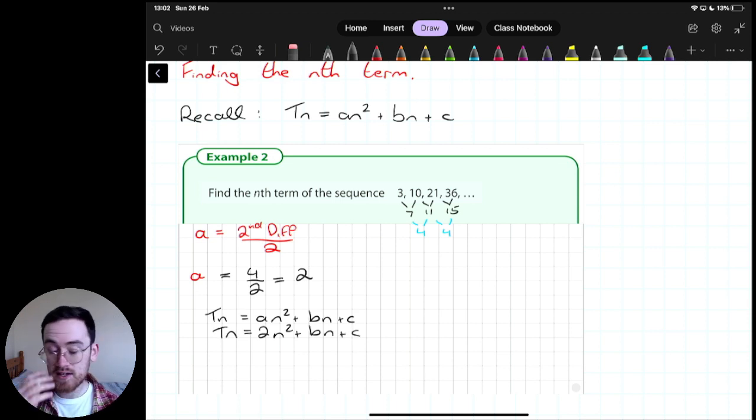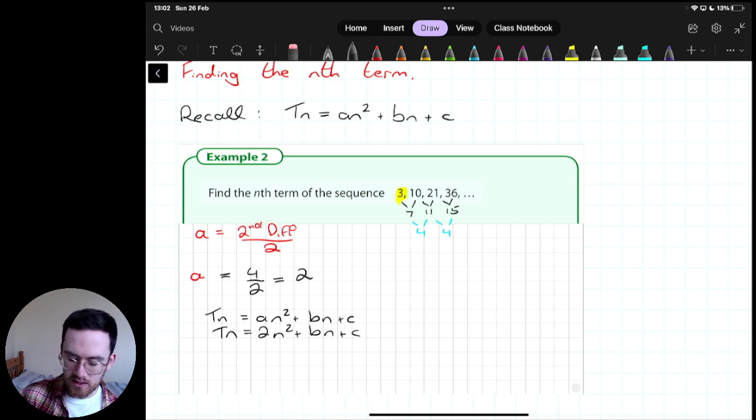Now you'll notice here again, we have 2 letters that we don't know, b and c. Okay, b and c, we don't know the values of those. What we should remember from our arithmetic sequences is that if we have two unknowns, that generally means that we're looking at doing simultaneous equations. How are we going to come up with those equations? Well, we need to look back at the sequence. We know that the first term is 3.